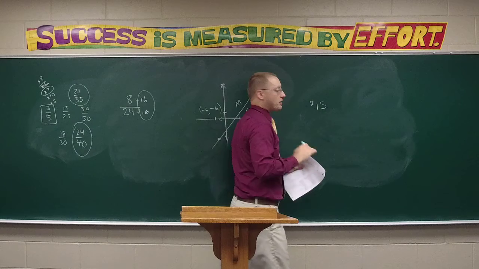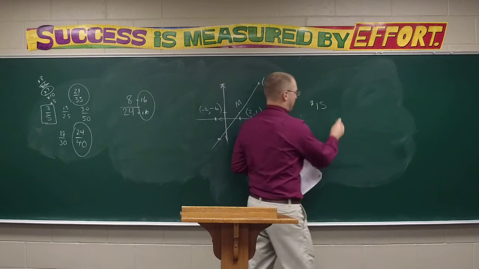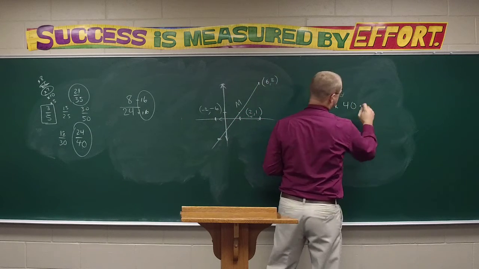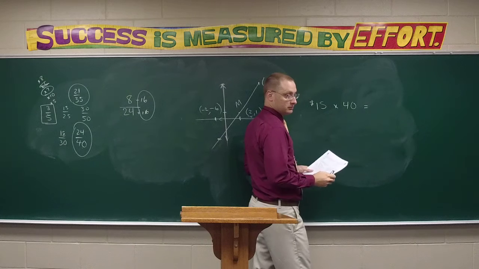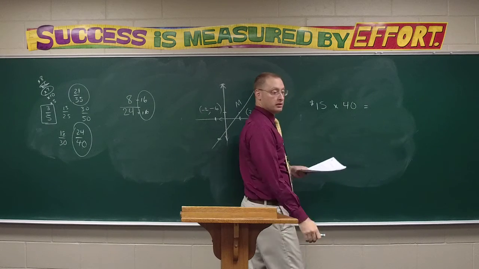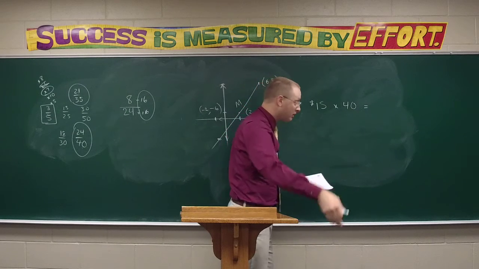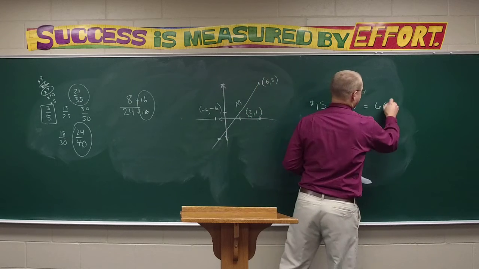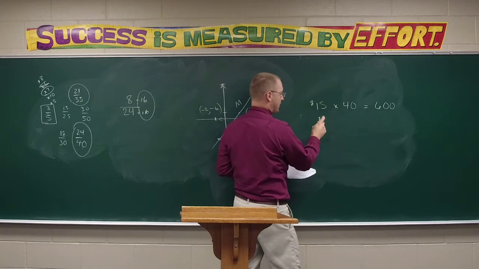$15 an hour, but only for how many hours? 40. All right, so how much money is that? Calculators. Calculator. 600. 600, there we go. Okay, you're going to need it in a second, though. We didn't need it for that, but we're going to need it in a second.